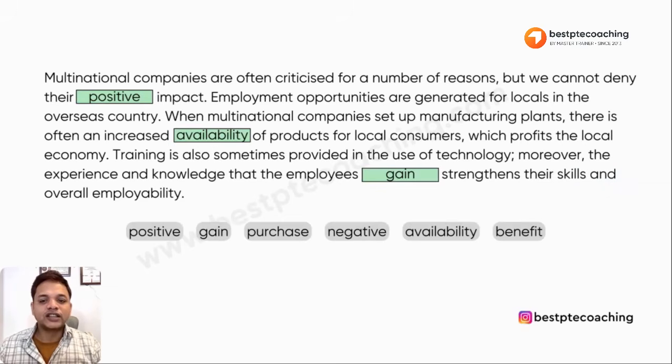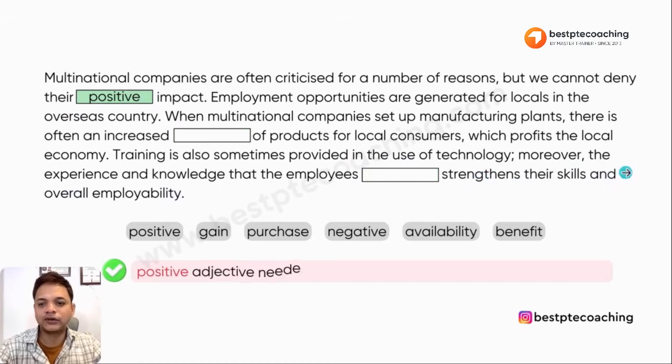Yeah. So multinational companies are often criticized for a number of reasons, but we cannot deny their positive impact. Positive is a word needed because there is a contradiction word. Before the contradiction word, if there is negative, after the contradiction word, there will be positive. Something reverses, the scene reverses basically. The next one, the increased availability of the products, that the employees gain, strengthens their skills and overall, right? So without gain, it is not a complete sentence.